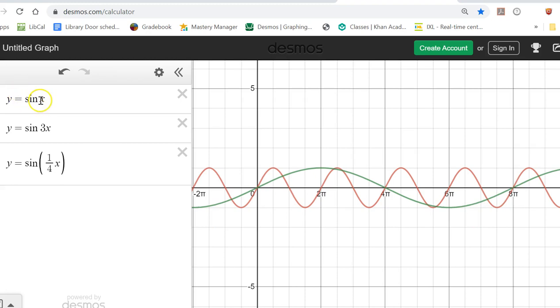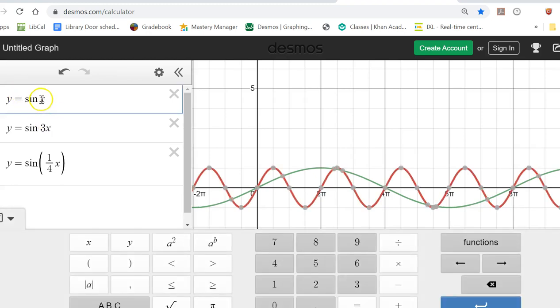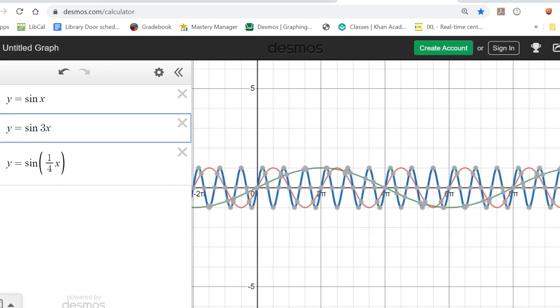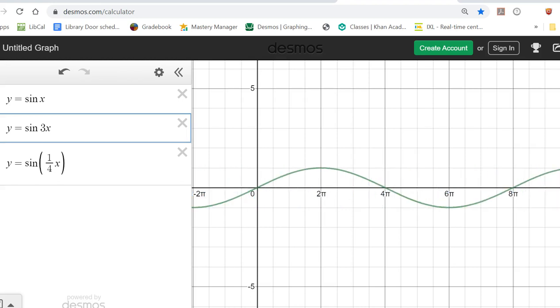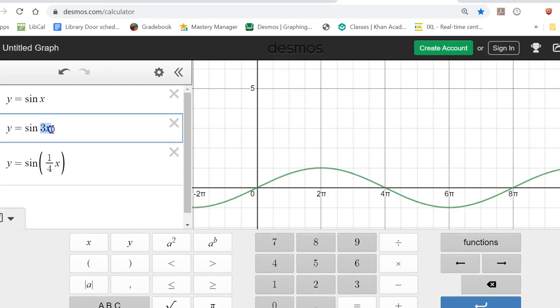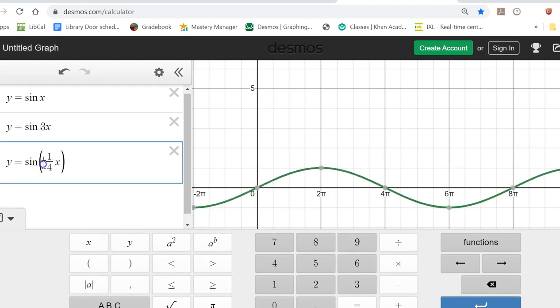So notice how when the sine value has a coefficient of 1, 2 pi, when it was 3x, it smushed it together, right? Made it happen a lot faster. When I had 1/4, it spread it out. So taking a look at these values of 3 versus 1/4, when the number is bigger, it smushes it together. When the number is smaller, it stretches it out.